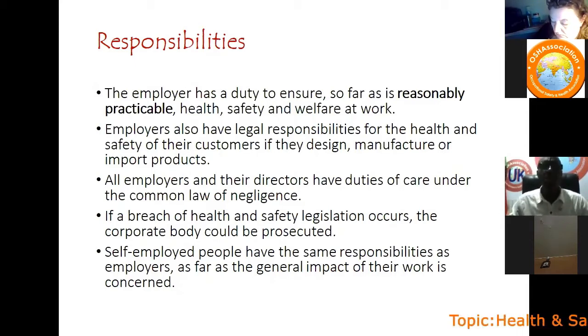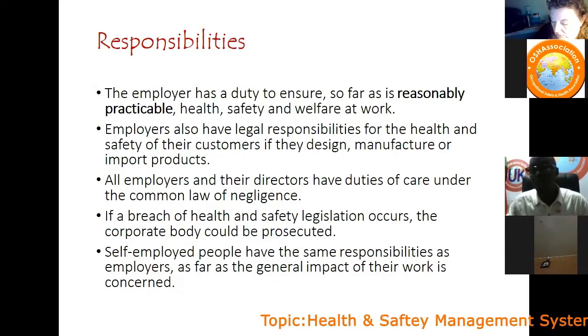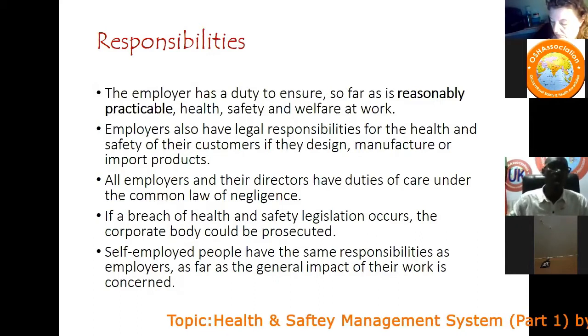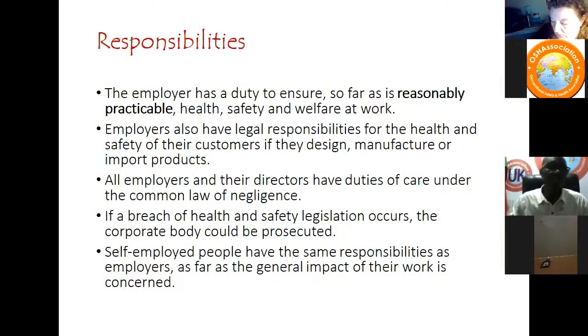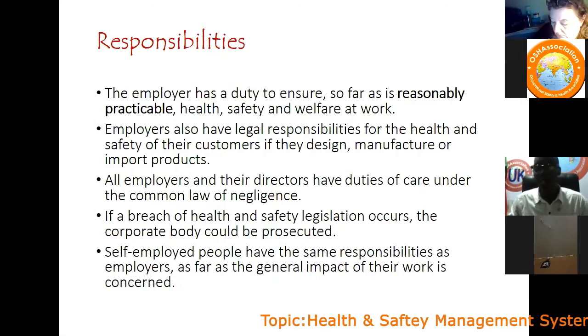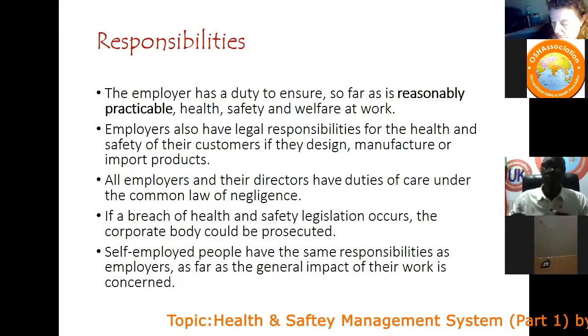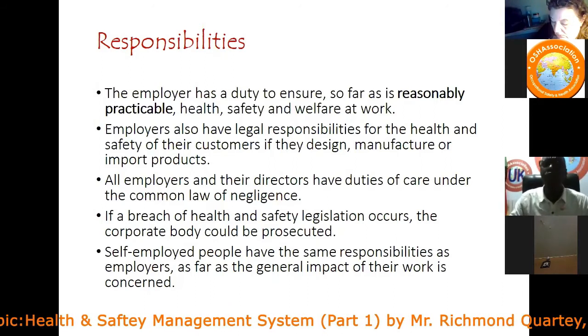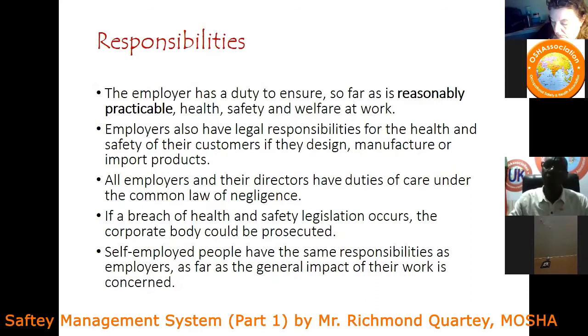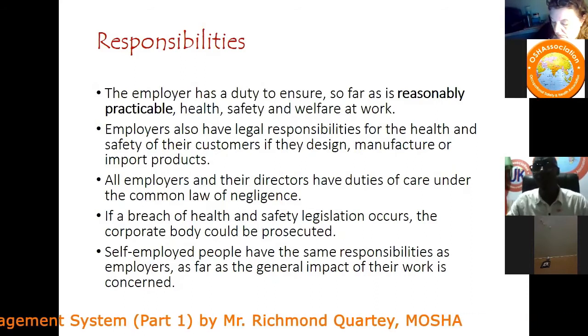So this is what we are talking about here. If you are a producer of food, a caterer, or a food manufacturing company, you have a duty of care to make sure that the food that you are producing is not harmful, is not toxic, and is very friendly for the consumers and also friendly for the environment.